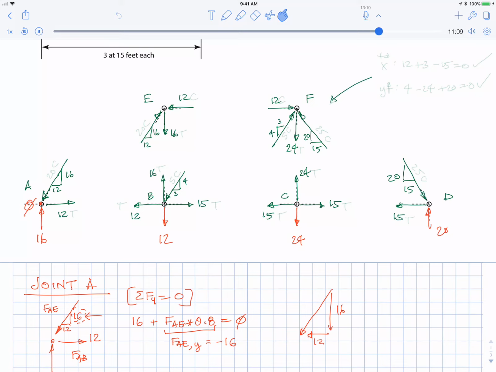Okay, so what we're going to do is add everything in the X. Okay, I'm going to take right as positive. I got a 12 to the right, a 3 to the right, and a 15 to the left, 0. Check Y, up is positive. I've got a 4 going up, a 24 going down, and a 20 going up. That equals 0. Check.